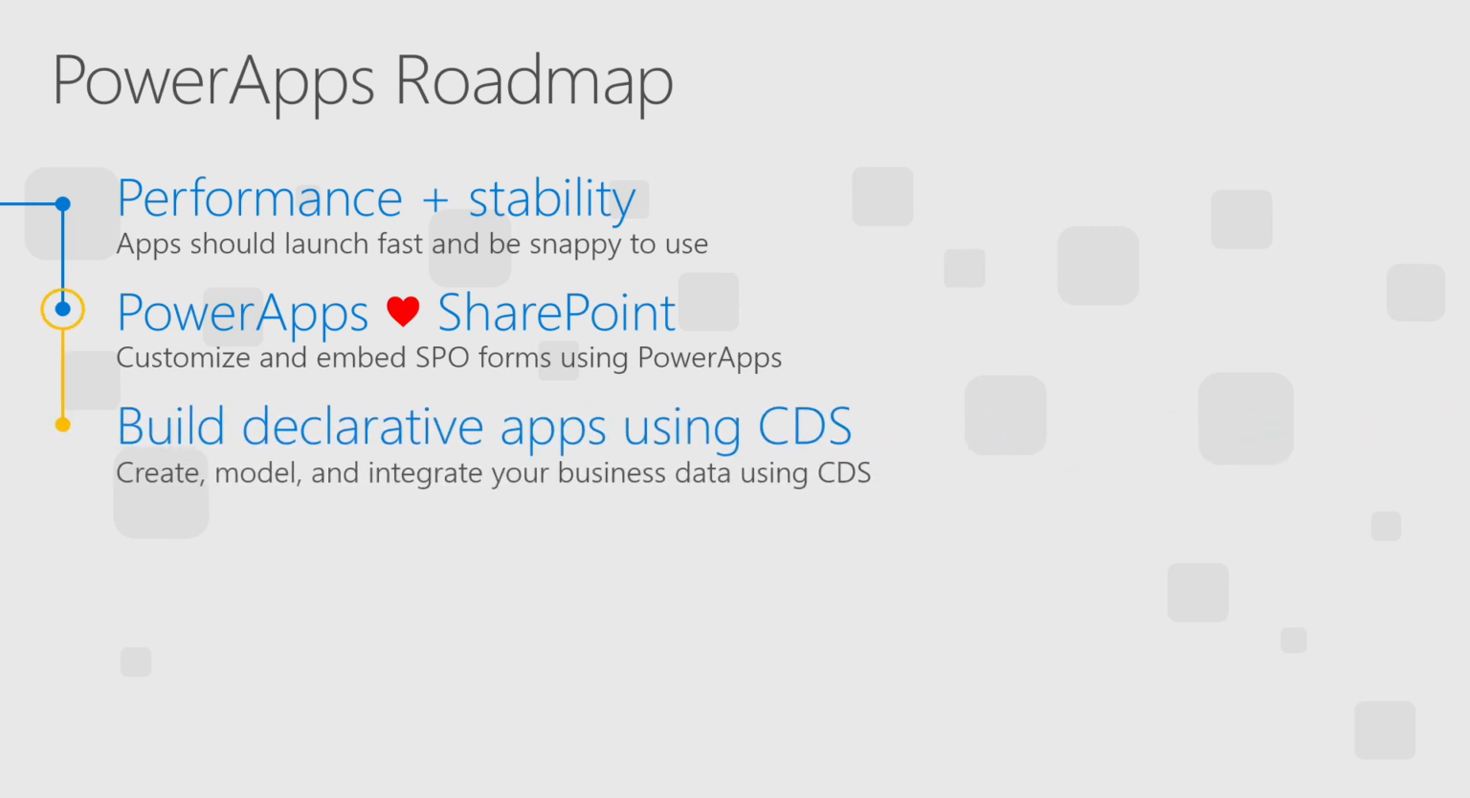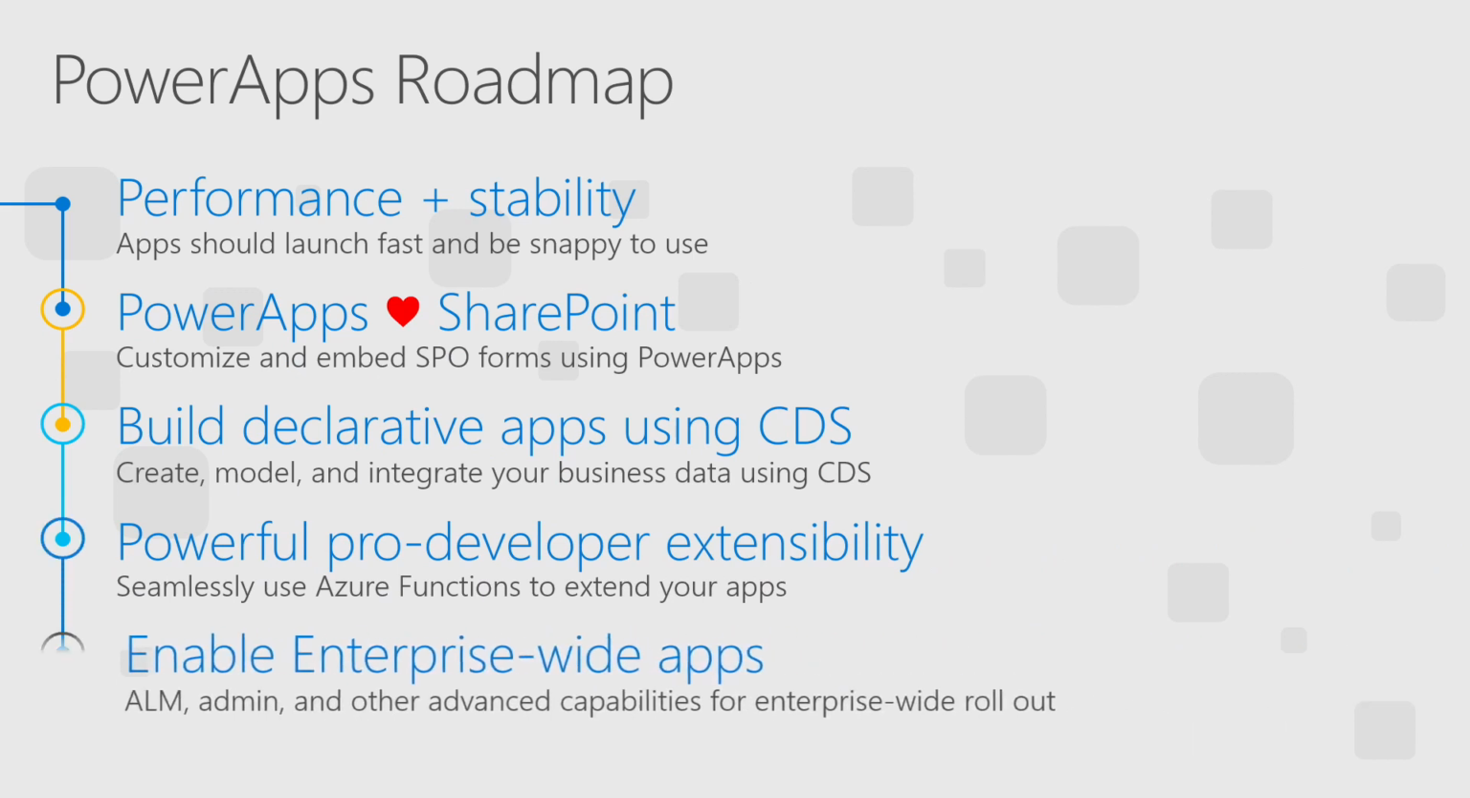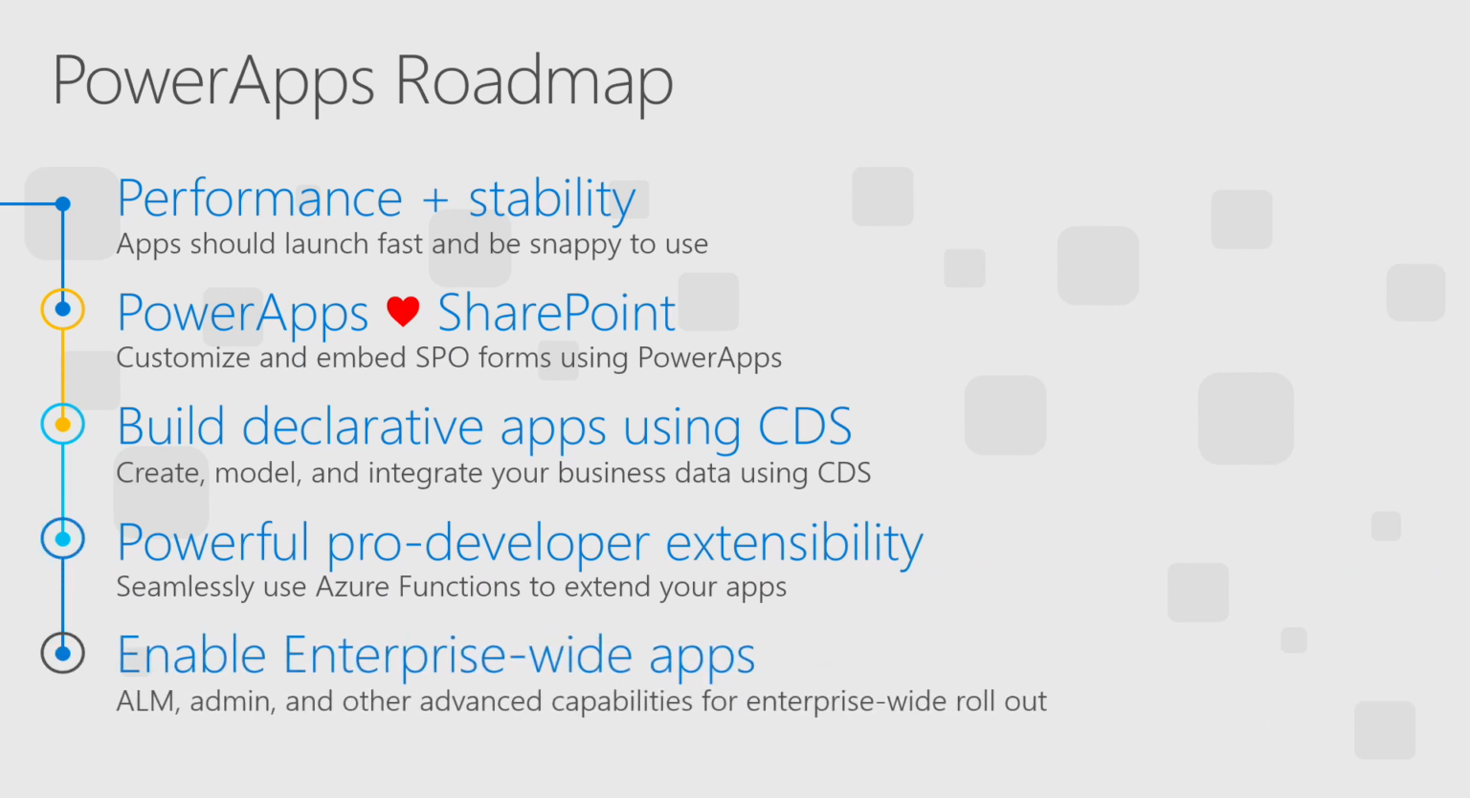We're also building a deeper relationship with CDS, which is our Common Data Service. We're also working on our pro developer extensibility with, again, connectivity to Azure Functions. And we're investing, like Flow, in our ALM and admin capabilities. So very soon, one of the things you'll be able to do from an admin perspective is see performance metrics on how your apps are performing. Where are they being used? How many users are using them? Of the services used in your Power App, how long does each of the operations take?